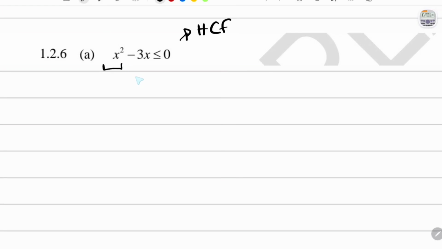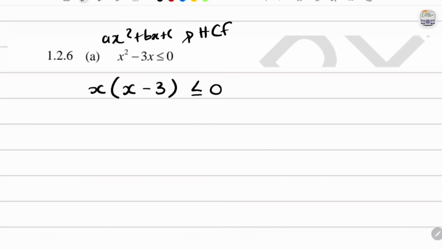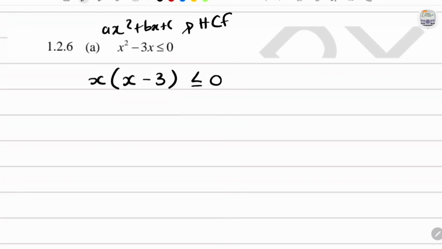What's common between the first term, x squared, and -3x? It would be the x. So take x out as a common factor, and what are we left with? X squared divided by x is x, -3x divided by x is -3, and this is less than or equal to 0. Then we would have to solve for the inequality.